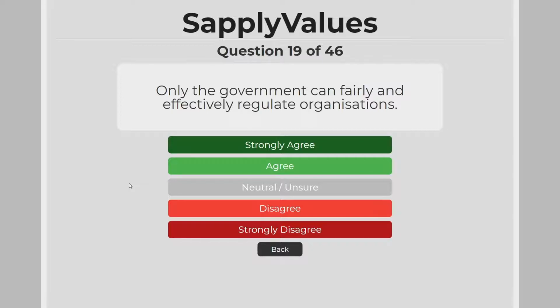Only the government can fairly and effectively regulate organizations. I would disagree with this. Other organizations and other companies could regulate, such as editors or partnering organizations or something like that, so I would disagree with this.